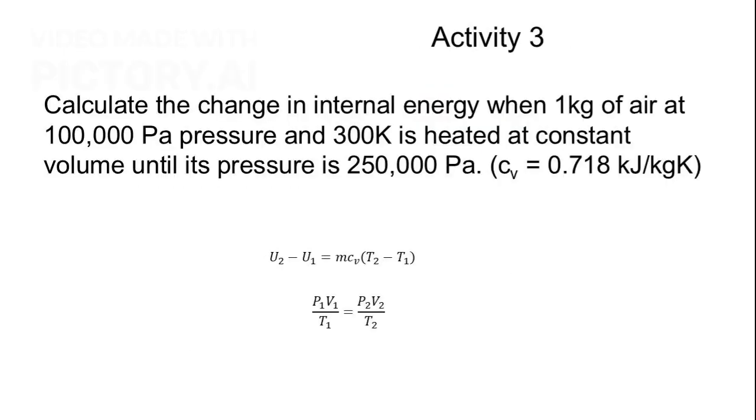Let's explore how to calculate the change in internal energy when 1 kilogram of air is heated at constant volume. Starting with a pressure of 100,000 pascals and a temperature of 300 K, we heat the air until its pressure reaches 250,000 pascals. Using the specific heat capacity at constant volume, we can determine the change in internal energy.